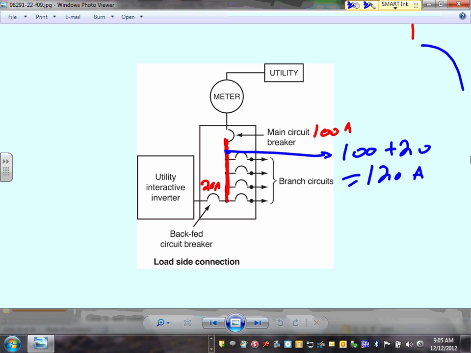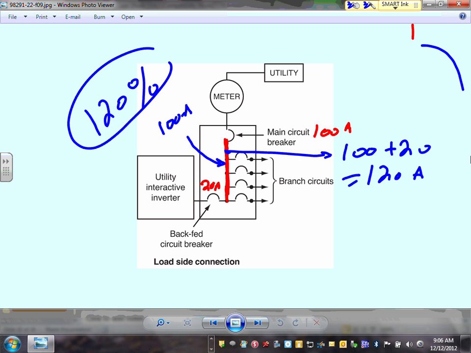So you cannot exceed more than 20%. If this bus is rated for 100 amp, you cannot exceed more than 120% of this bus. That's the drawback of doing it the poor man's way. Take this. If this is 100 amp, I can't exceed more than 120% on it. So what's 20% on 100? 20 amp. So this has to be a 20 amp.